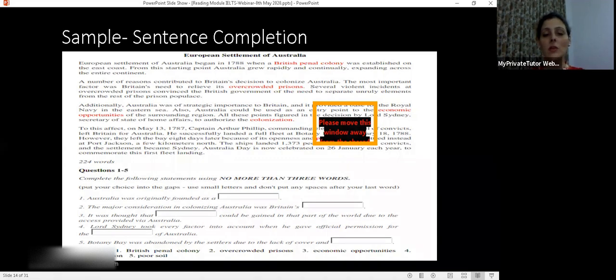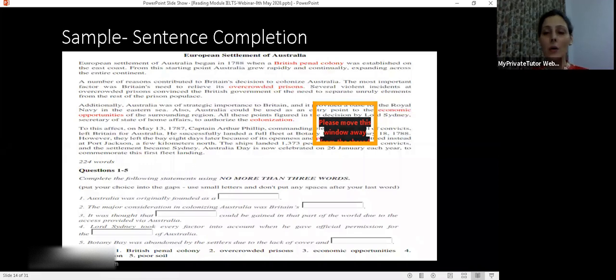The major consideration in colonizing Australia was Britain's need. Yes, I was reading a little in detail. The second answer, overcrowded prisons, is the most suitable for this sentence. You have to concentrate there. Yes, it fits in that sentence. It's the most suitable word. Yes, I just confirmed it.